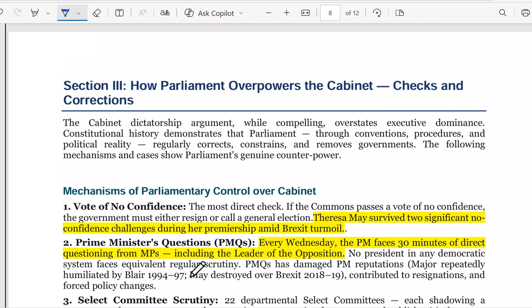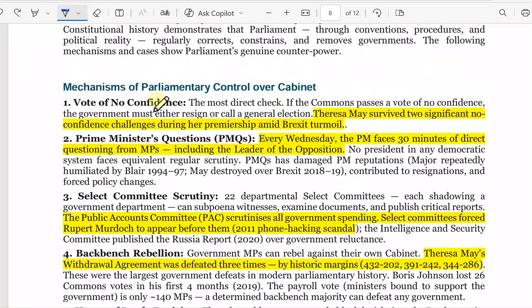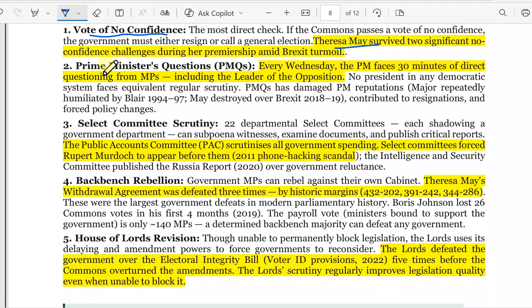So let's move toward our next part, that is how Parliament overpowers the cabinet. So let's come toward the powers. First of all, Parliament holds the vote of no confidence. This was done against Theresa May.